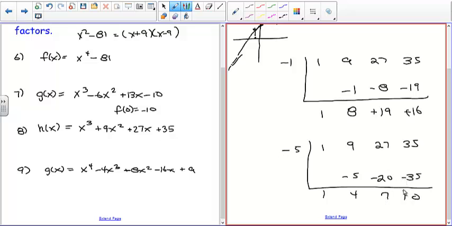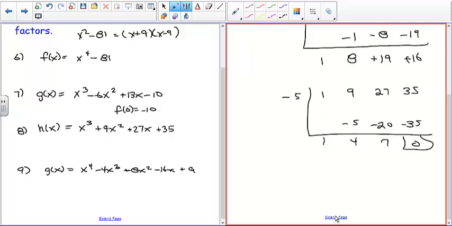Yippee. Okay. So one of my zeros is x. Well, my 0 is -5. x equals -5, or the factor is x plus 5. So that's the factor, that's the 0. What I'm left with is x squared plus 4x plus 7.